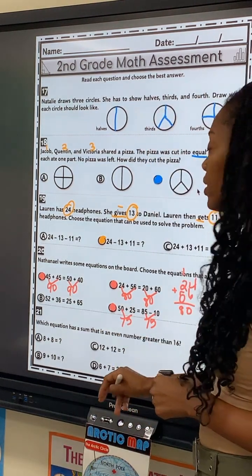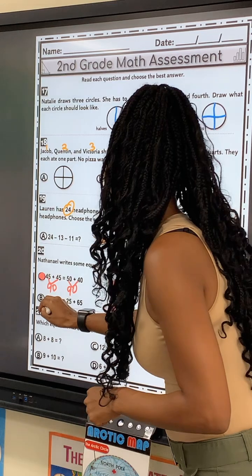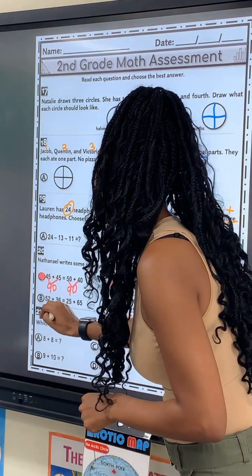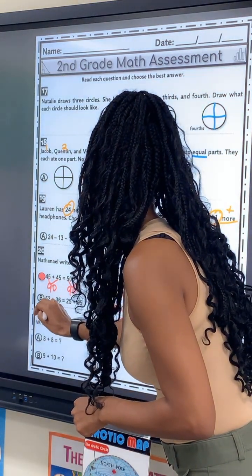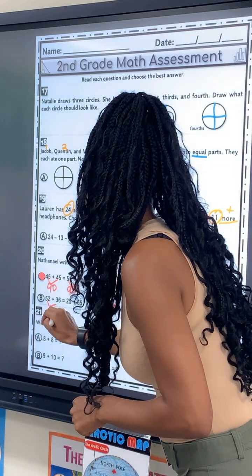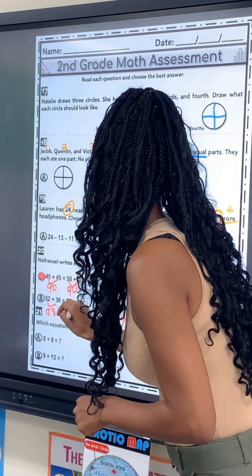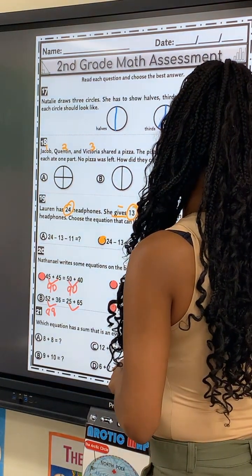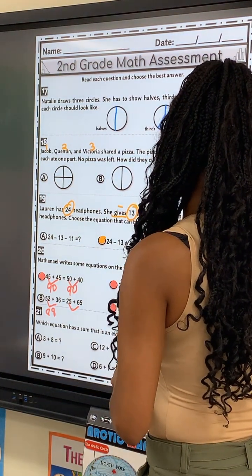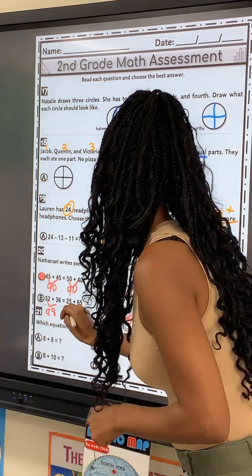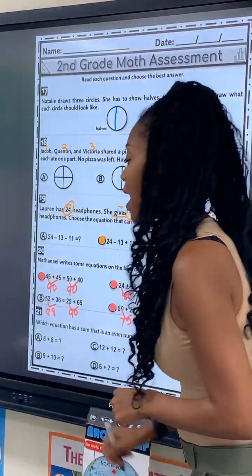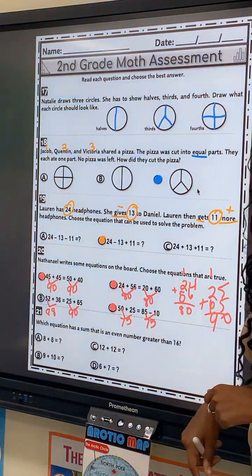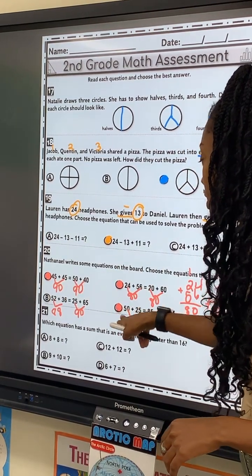So we only have one last one, which is B. 52 plus 36 is 88. 25 plus 65. 10, carry the 1, 3, that's 90. So that would not be it. 88 does not equal 9. The answer is A, C, and D.